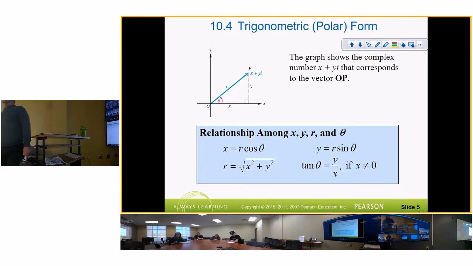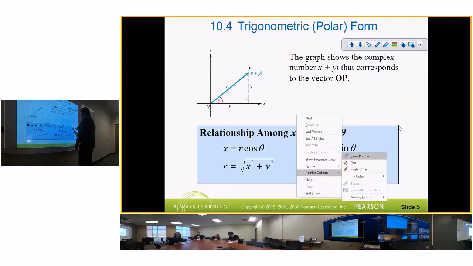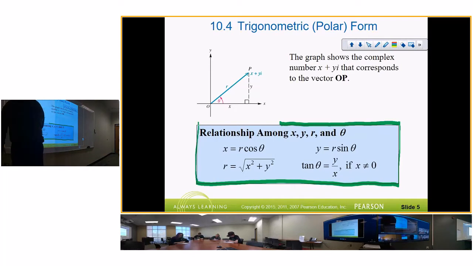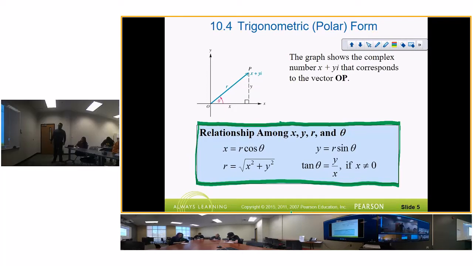Okay, this is another highlight time. Now, you have seen this through several different chapters, several different units. Now is when you need to take the highlighter out in green, and you need to highlight this box. You need to write it down, put it on an index card, and memorize it. Because what they're saying is, in physics, this is what you're going to use. R cosine theta, R sine theta.